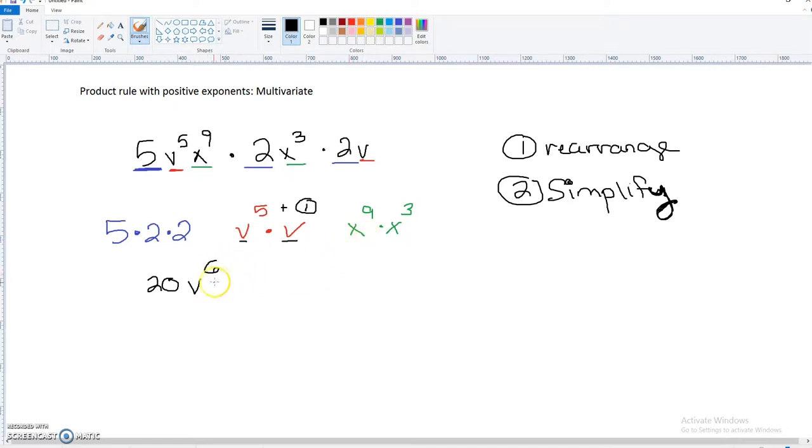Now we're going to look at our x's. I'm going to go ahead and write the x here. So x, we've got 9 plus 3, which is 12. And we're going to write it all together just like this, and we're going to put it into Alex.